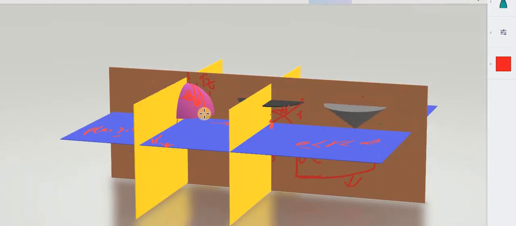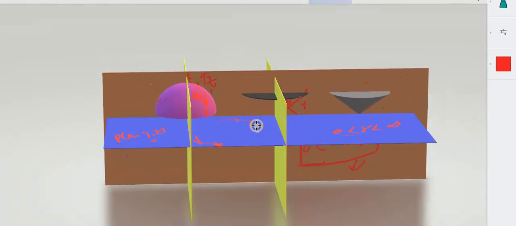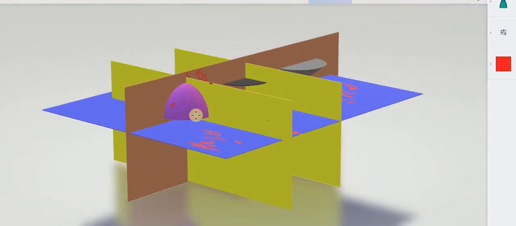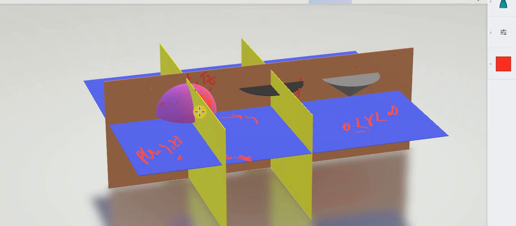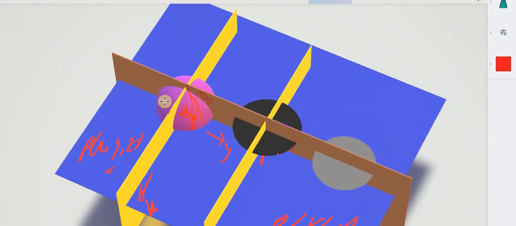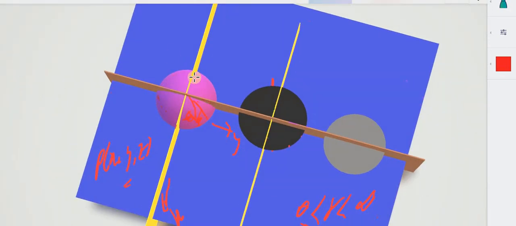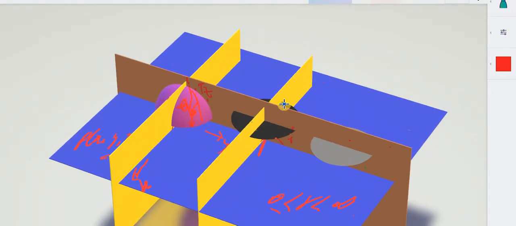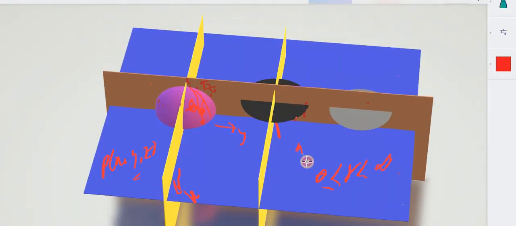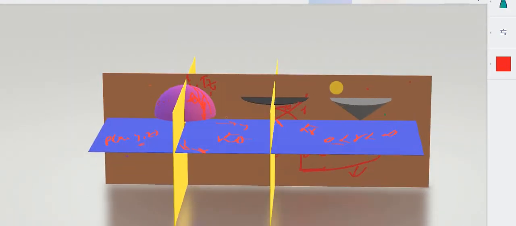Okay, the tangent at any point in this way is the theta direction, and the direction of r is radially outward from the origin to any particular point. Radially outward means it could be in this way, this way, or this way, but it is radially outward. That is the direction of unit vector r, and then the phi.